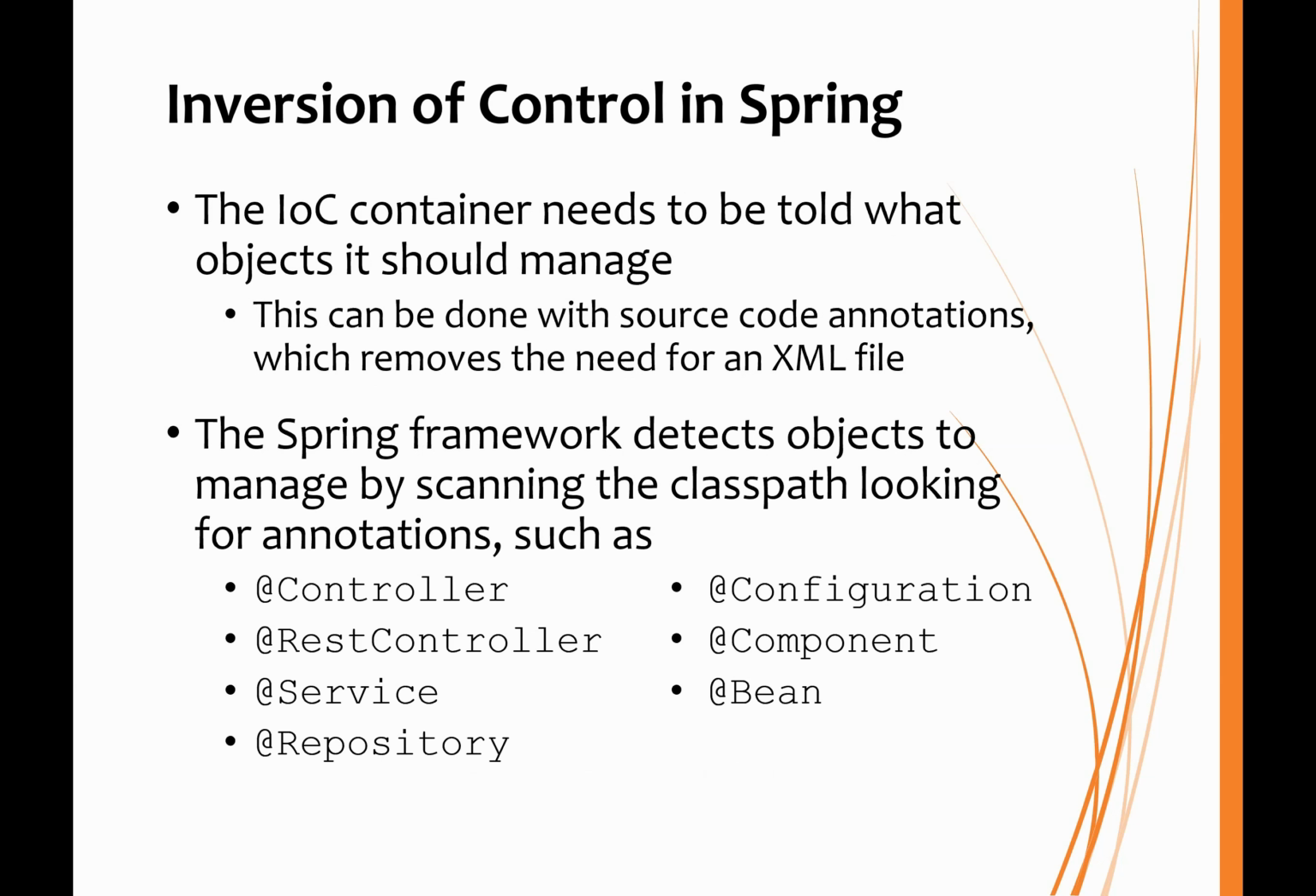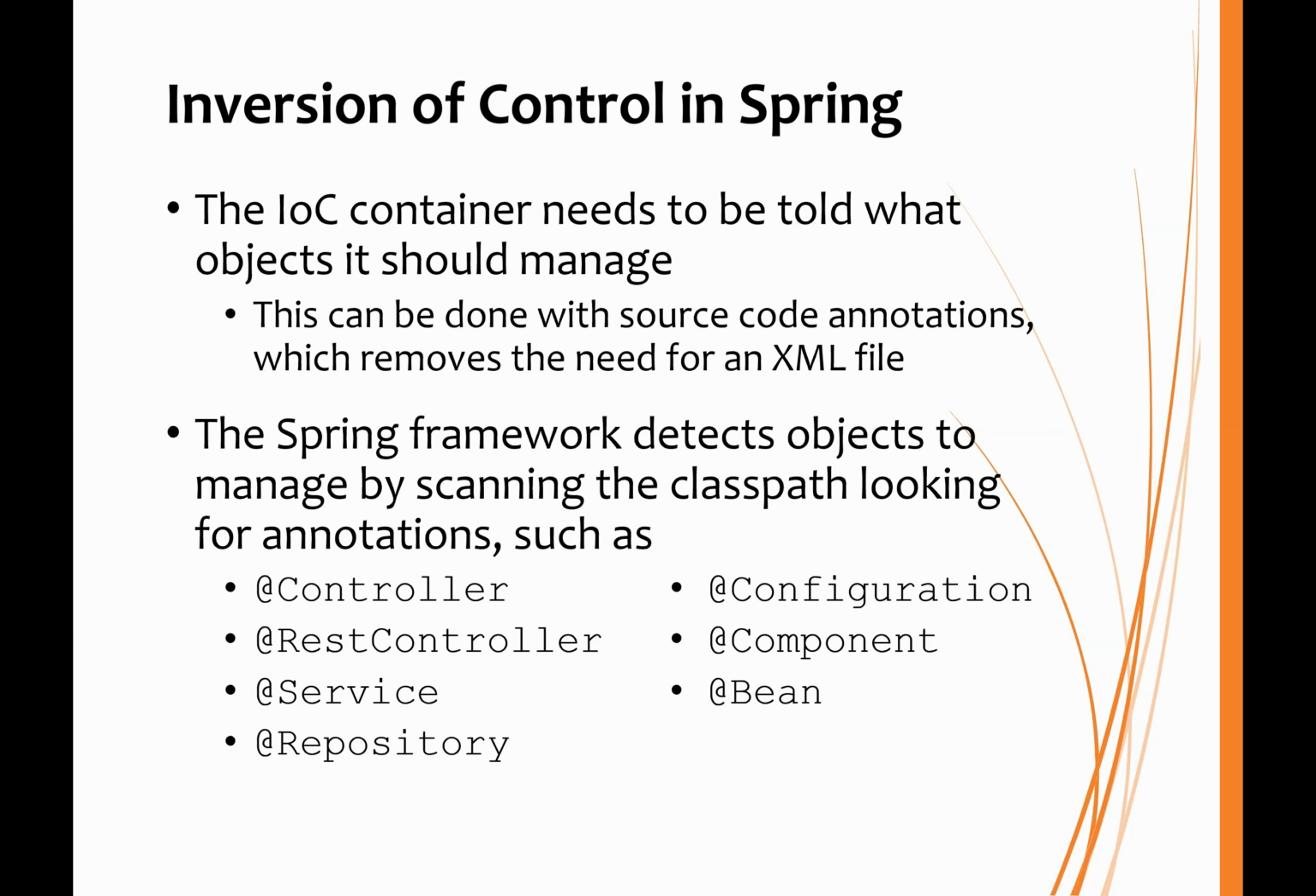The IOC container will need to be told what objects it should manage, and we can do this with source code annotations. The Spring framework will detect objects that it should manage by scanning the class path, looking for annotations, some of which we're already familiar with: @Controller, or @RestController, or @Service, or @Repository, and some that we haven't seen yet: @Configuration, @Component, and @Bean.